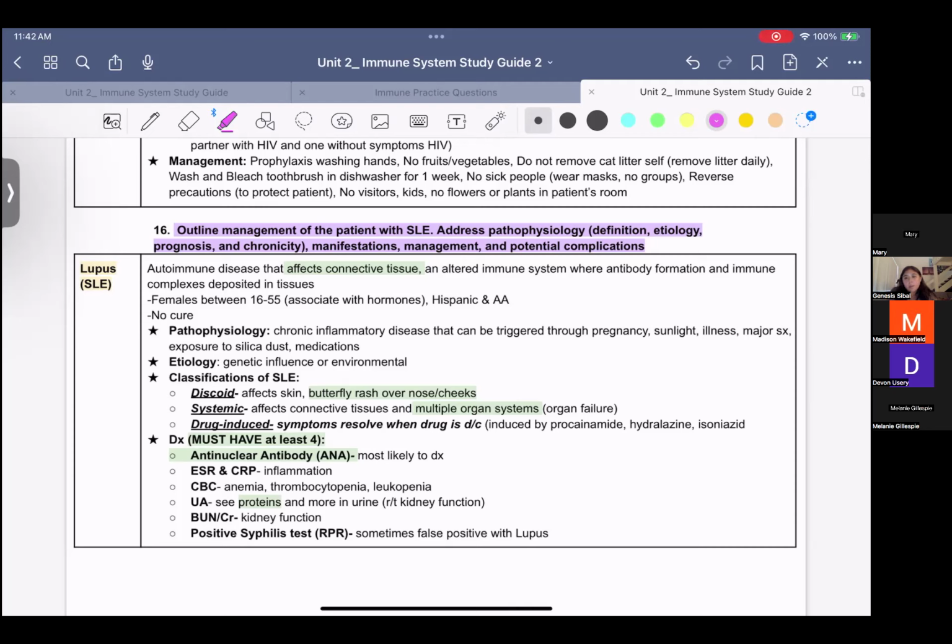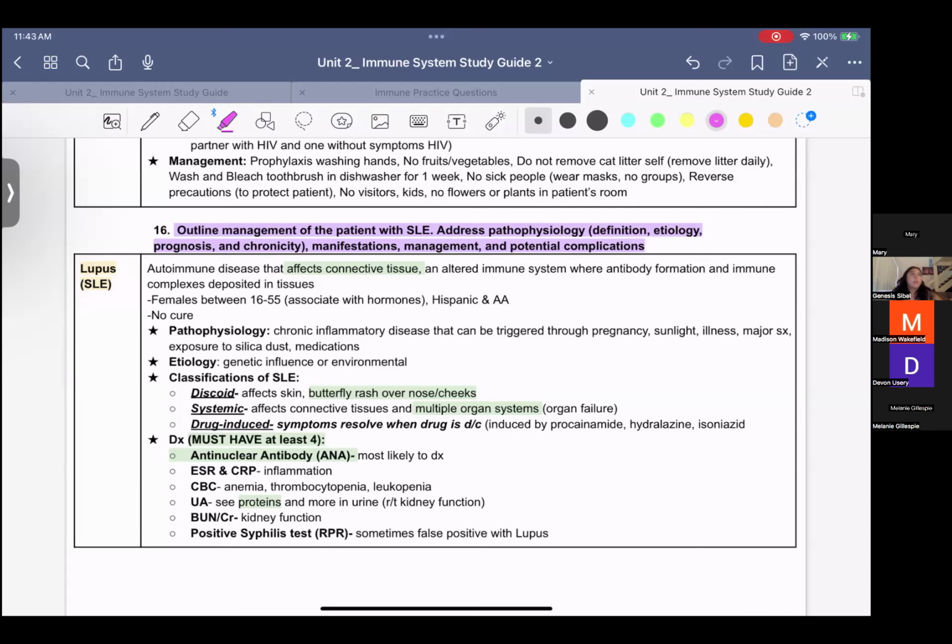And then no sick people, I think we know that. So if you're going around people, just make sure you're wearing masks, make sure you're not in large groups. And then another thing she does mention, this could be a quiz question because I can see her asking this, but I don't think it will be. It's more of an exam question. Reverse precautions is to protect the patient. So when we have a precaution sign, things like that, most of the time it is to protect yourself, but specifically with HIV patients, when we're talking about reverse precautions, we're talking about you're wanting to protect the HIV patient.